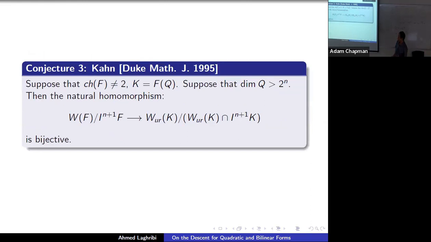Third conjecture that was formulated by Bruno Kahn, the aim is to understand this unramified group over function fields of quadrics. Okay. The same thing, characteristic is not 2. K is F(Q), the dimension of Q is bigger than 2^n. Then the natural homomorphism is a bijection. So one consequence of this conjecture is if you take an unramified Witt class, then this unramified Witt class comes from F modulo this power, something like that. And now the question that we can ask: what is the relation between these conjectures?